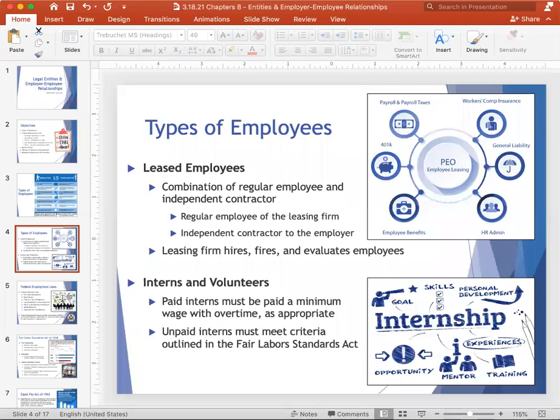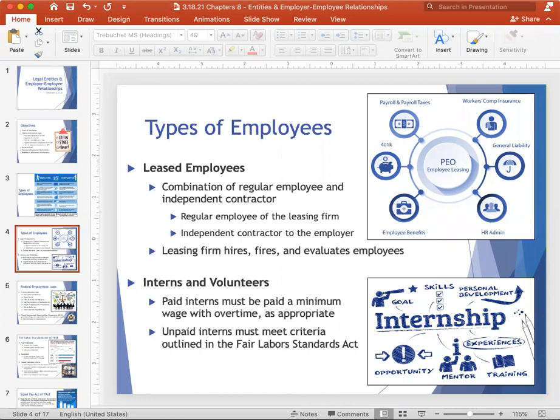So in leasing employees, the employee is an employee of the leasing firm. So they're a regular employee of the leasing firm. They're given a salary, they're given fringe benefits from the leasing firm, and all liability for that employee is attributed to the leasing firm. The leasing firm will also hire, fire, evaluate these employees.